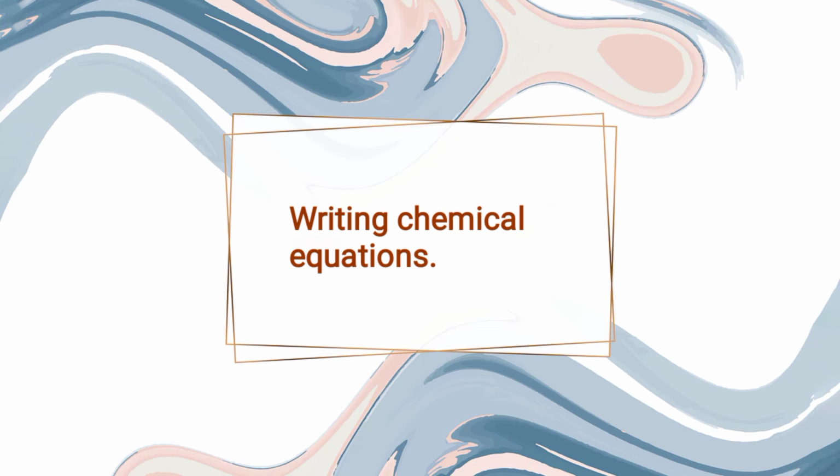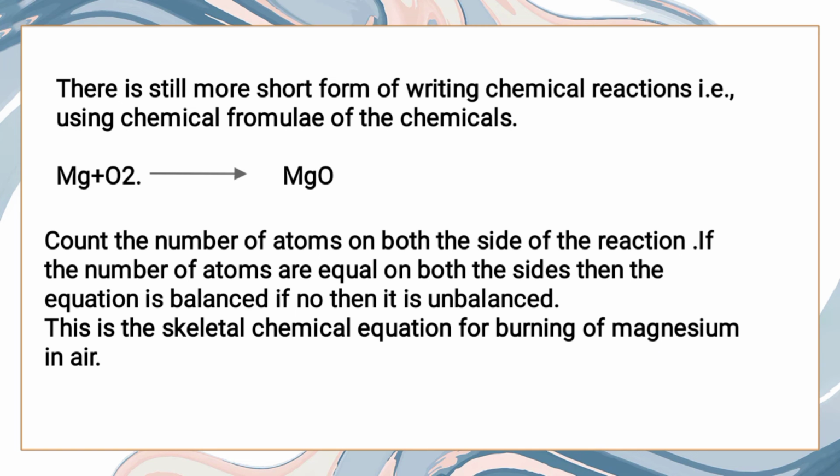So next, writing chemical equations. How do you write chemical equations? There is still a shorter form of writing a chemical reaction. A word equation we saw. It is a bit long form, so we can convert this word equation into a shorter form, that is using chemical formulae of the chemicals. The chemicals have some symbols, like magnesium Mg, oxygen O, hydrogen H. So by using these chemical formulae, we can make the equation even smaller.